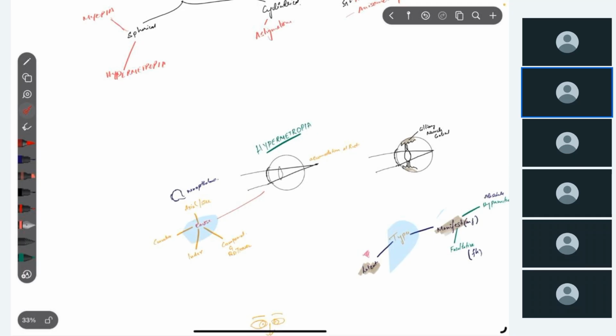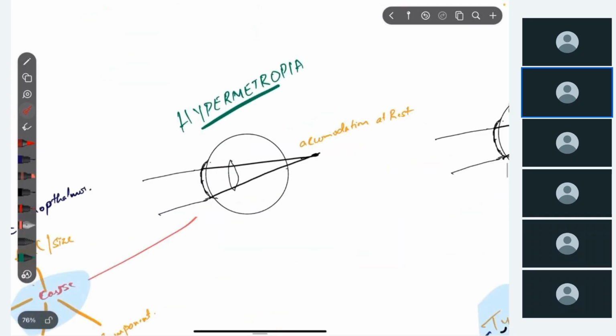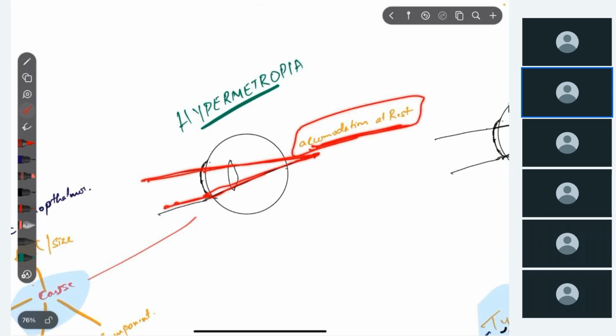What is hypermetropia? Hypermetropia is a refractive error in which the incident parallel rays, the light rays which are coming from the infinity, are brought to focus posterior to the retina when accommodation is at rest. This is very important that you keep your accommodation at rest. And how do you do that? I will tell you afterwards.